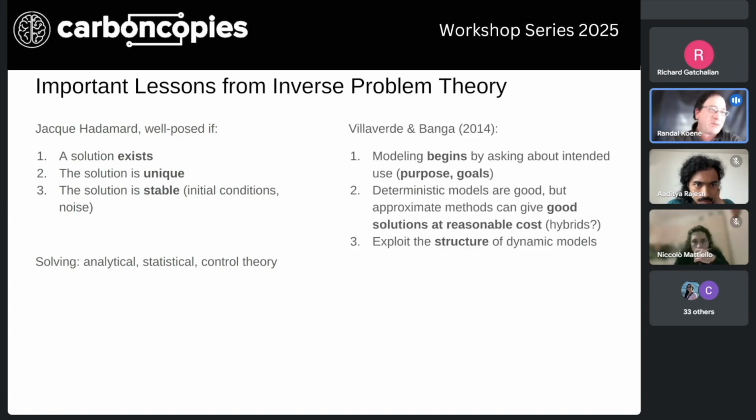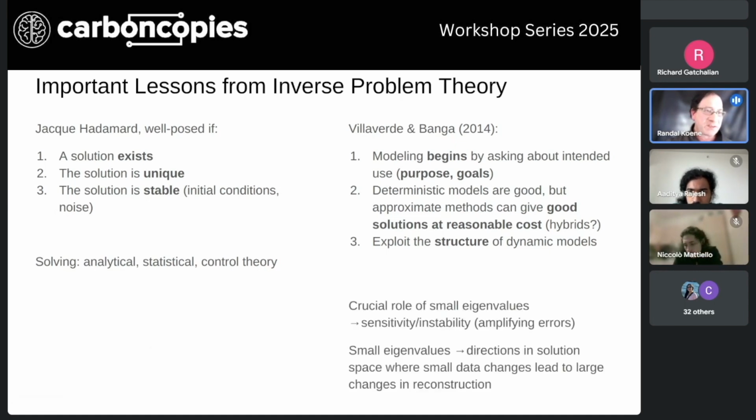A review of inverse problem theory by Villaverde and Banga that was applied to reverse engineering and identification in systems biology highlights a few important lessons. One, modeling should begin by asking questions about the intended use, the purpose, goals, even if only approximate answers are possible. While deterministic methods shouldn't be abandoned, approximate methods can give rather good solutions to many hard problems at reasonable cost, and there's great promise that hybrids between deterministic and stochastic methods can work well. And we need to exploit the structure of dynamic models.